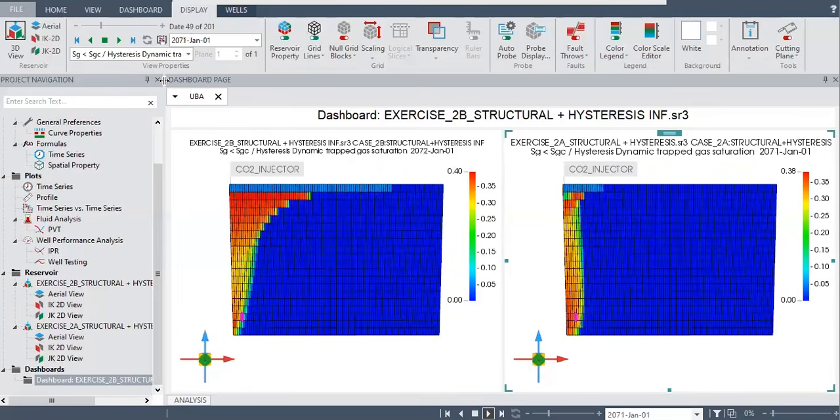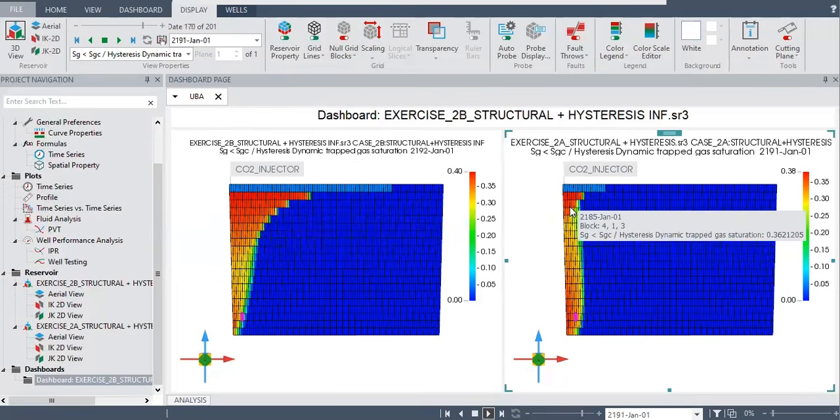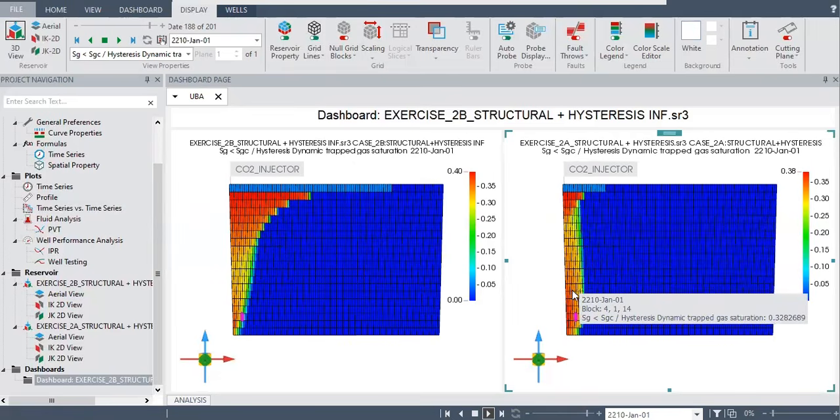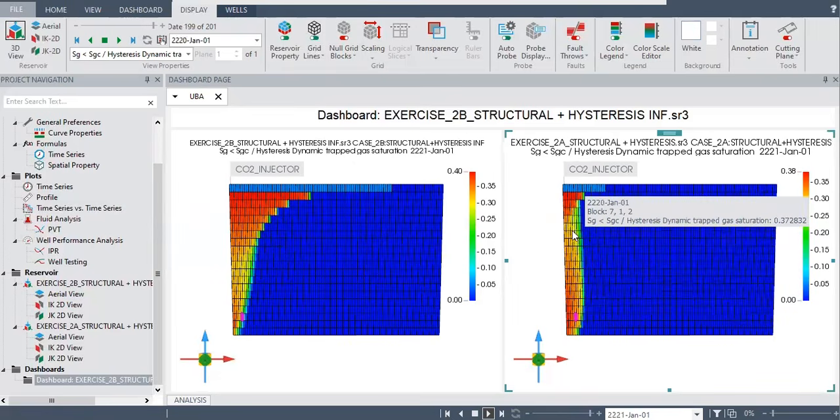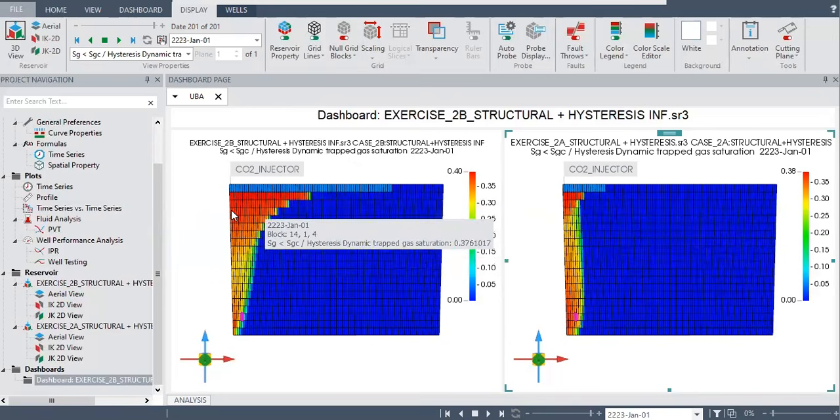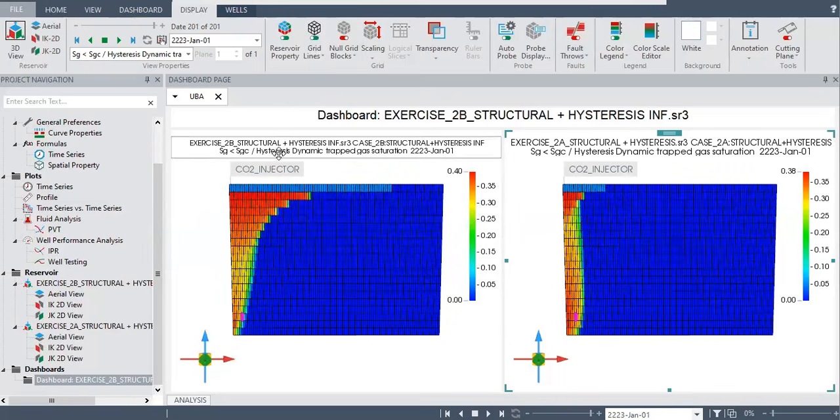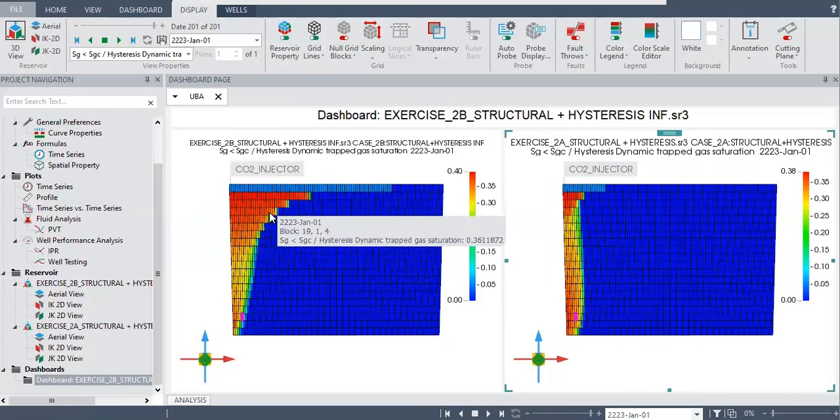All right. Interesting. This is the saturation 0.37, 0.36, more or less the same. But the CO2 only propagates this far on the right, while on the left, CO2 can go farther.